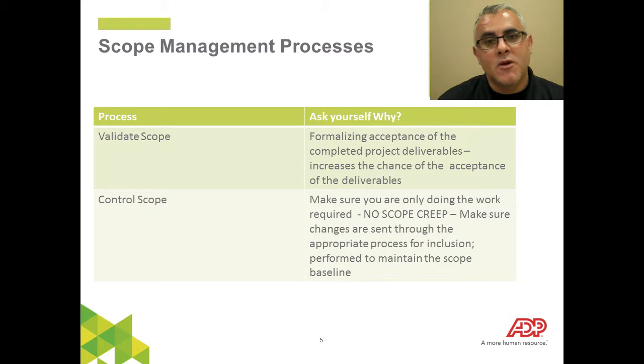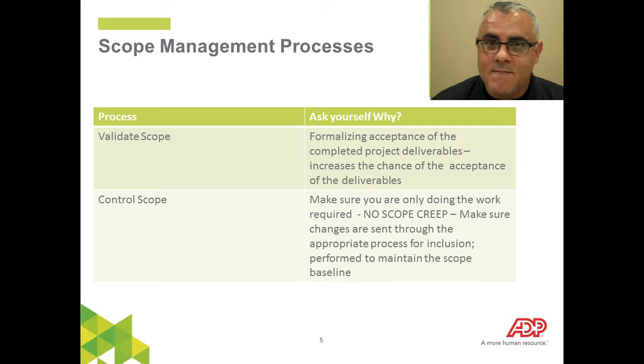Because remember, when you control scope, you're controlling to make sure that only what is defined in your approved baseline, which is your scope statement, work breakdown structure, and work breakdown dictionary, is the only thing that gets into that project as your deliverable. So gold plating is bad, scope creep can be bad as well, and very costly.